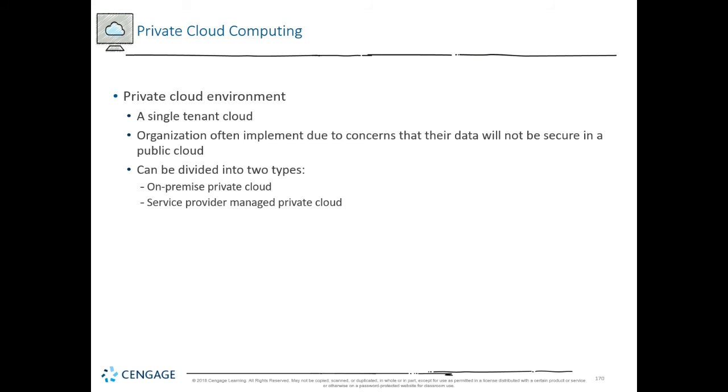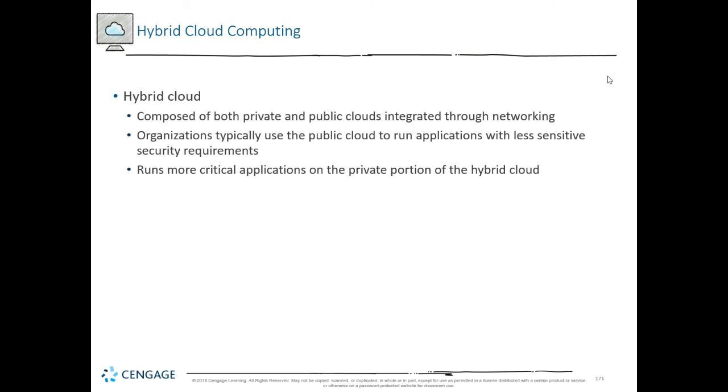Private cloud computing is a single-tenant cloud. Organizations often implement it because their data will not be secure in a public cloud. It can be divided into two types: on-premises private cloud and service provider managed private cloud. Hybrid cloud computing: a hybrid cloud is composed of both private and public clouds integrated through networking. Organizations typically use a public cloud to run applications with less sensitive security requirements, and run more critical applications on the private portion of a hybrid cloud.